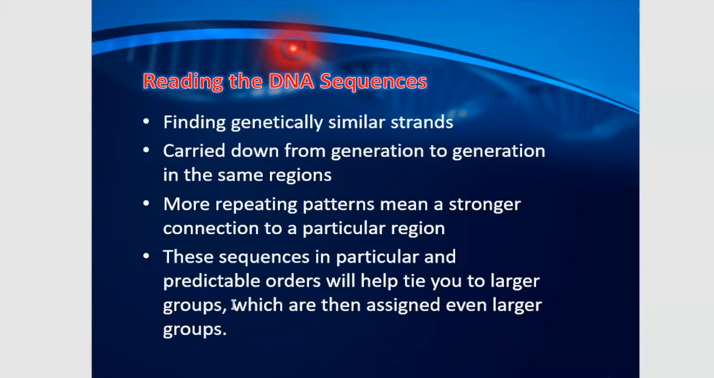Short repeating patterns at different rungs on the ladders are called short tandem repeats. These are genetically similar strands that are carried down from generation to generation in the same or similar regions. Looking for these specific repetitions at points in predictable patterns along your DNA strand ties you to others. More repeating patterns mean a stronger connection to a particular region. These sequences, as I said, in a particular and predictable order, help tie you to larger groups, which are then assigned to even larger ones.